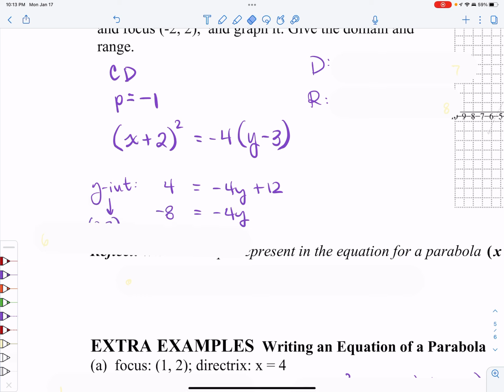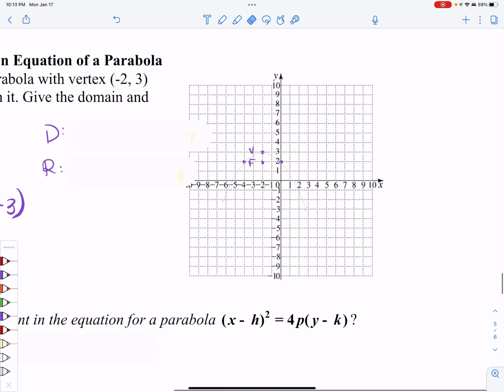So this is going to be negative 8 equals negative 4y. Divide on both sides by negative 4, and you'll get a y value of 2. So my y-intercept is going to be at (0, 2). But because of the axis of symmetry, I also know that I will have a mirror image point at (-4, 2). This one right here is my mirror image point. So this tells me enough information to go ahead and draw my parabola.